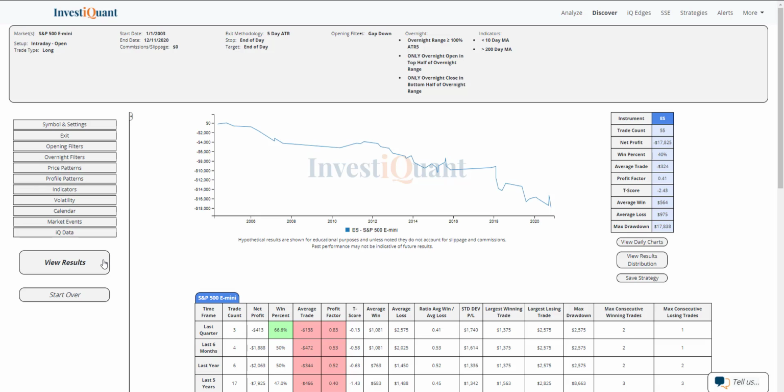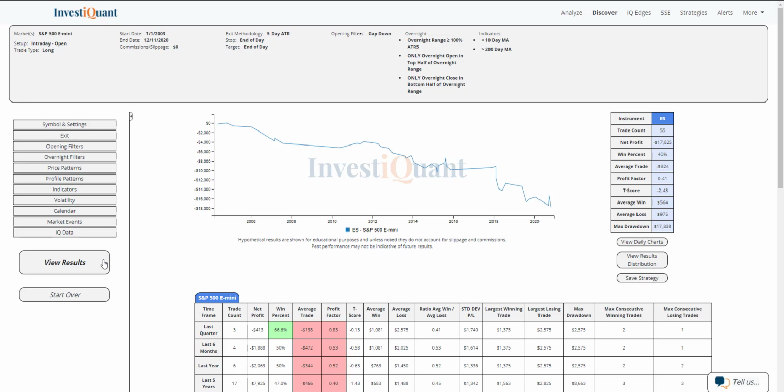And here we go. These are the results of going long at the open, 9:30 a.m. Eastern Time, exiting at the close, which is 4:15 p.m. Eastern Time. When you gap down following an overnight range that is large, greater than 100% of the 5-day ATR, the open of the overnight session is in the top half of the range, and the close of the overnight session is in the bottom half of the range. And this is taking place below a 10-day moving average, but above a 200-day simple moving average.